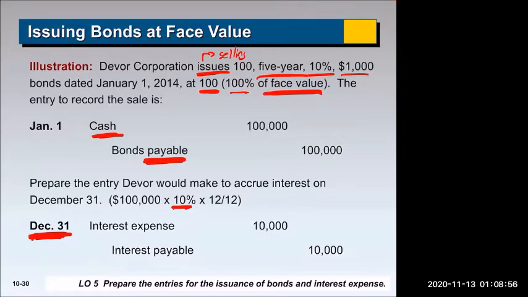Now, I'm not making a payment yet, but let's say I'm going to make an annual payment, so I'm going to make it tomorrow. But for this year, I have to accrue that interest. I have to record that interest for this year.